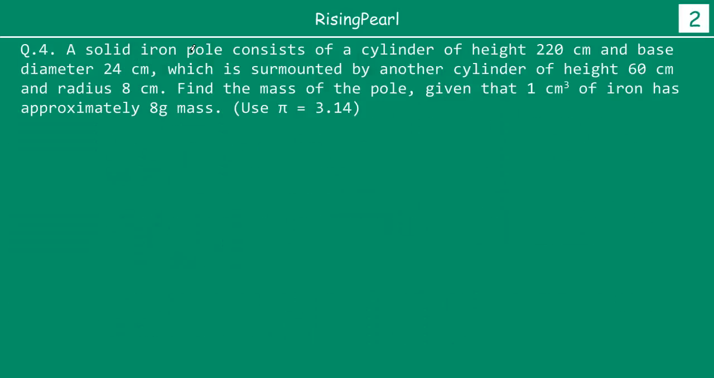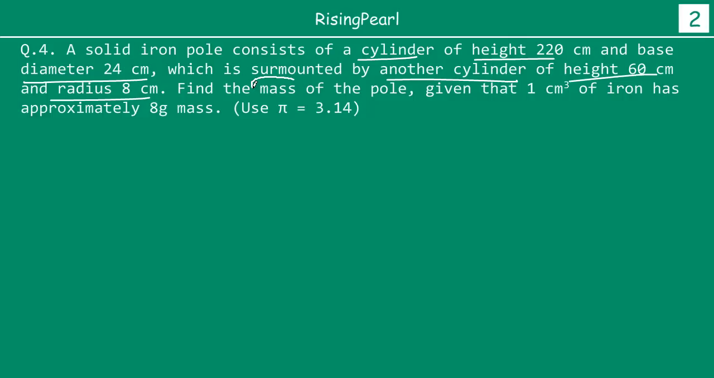So question number 4 goes like this. A solid iron pole consists of a cylinder. So it looks like we have one cylinder whose height is given, height 220, and base diameter is 24. So we have a cylinder whose height and diameter is given, which is surmounted by another cylinder. So we have one cylinder, this is the base cylinder, and then we have another cylinder on top of the base cylinder, and this cylinder's height is given and its radius is given. So it looks like we have one cylinder on top of another cylinder, and the height and radius for both of them are given. So what do we have to find out?